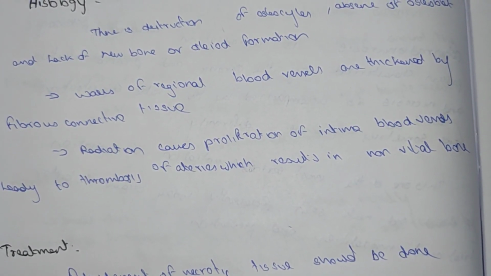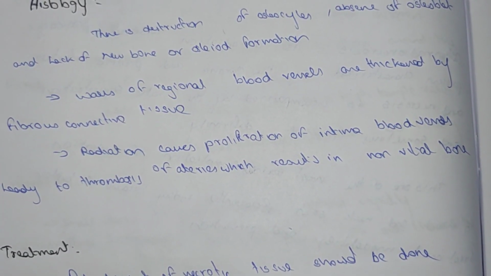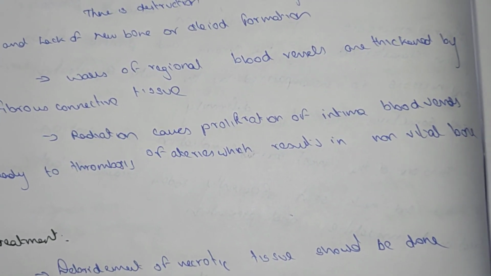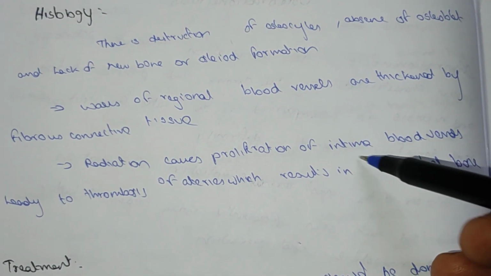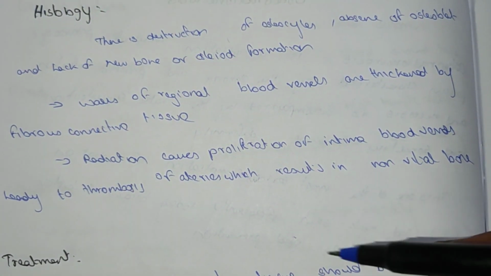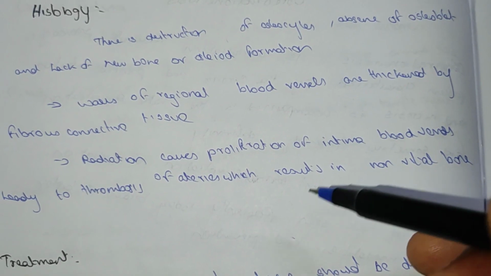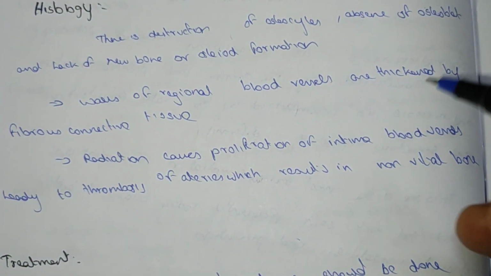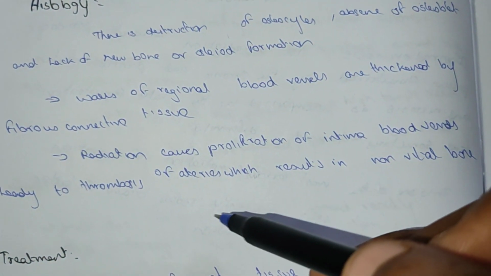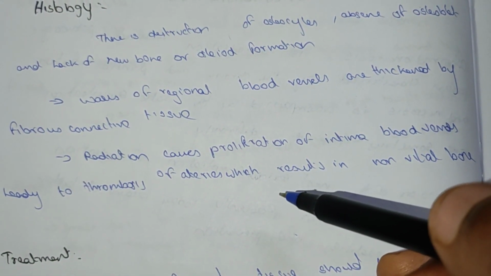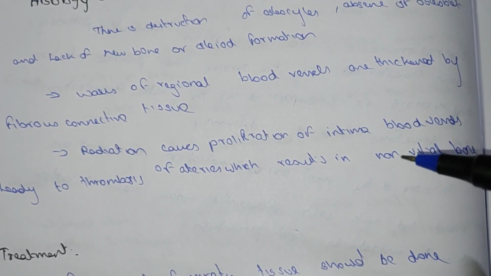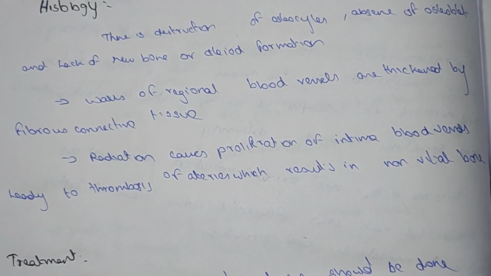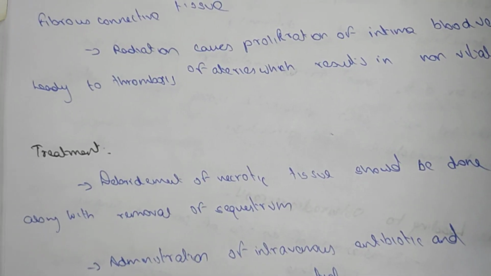Radiation causes proliferation of the intima of blood vessels, where the intima is the inner layer of the artery wall, leading to thickening and thrombosis of the arteries, which results in non-vital bone. There will be no blood supply to the bone, and this causes non-vitality of the bone.